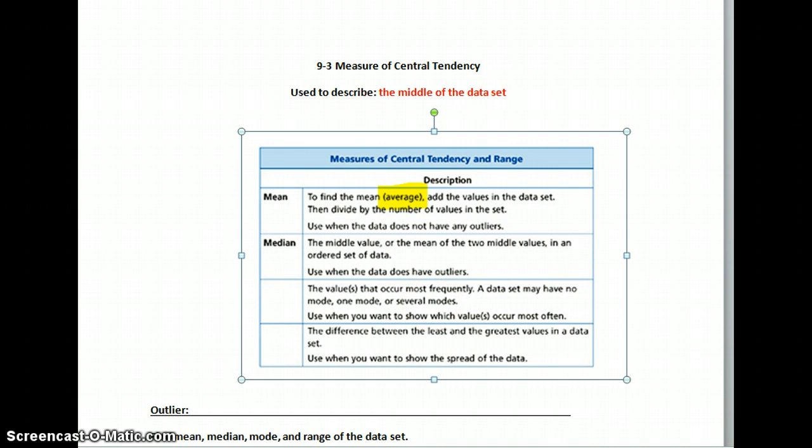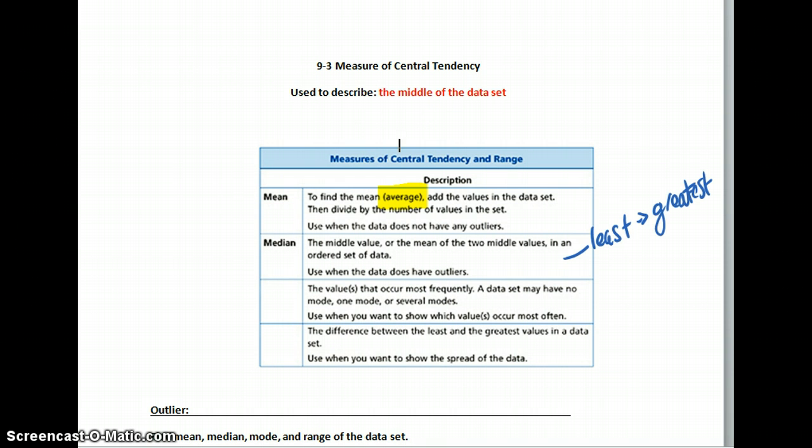The next one is the median. The median is the middle value. Think about the highway. There's a median in the middle. If there are two middle values, you have to find the average of them to find the median. And it is essential that when finding the median, you order the numbers from least to greatest.